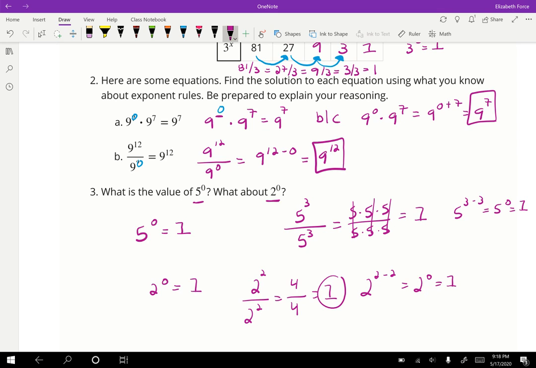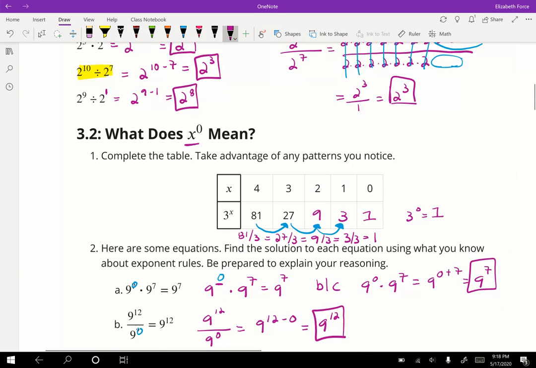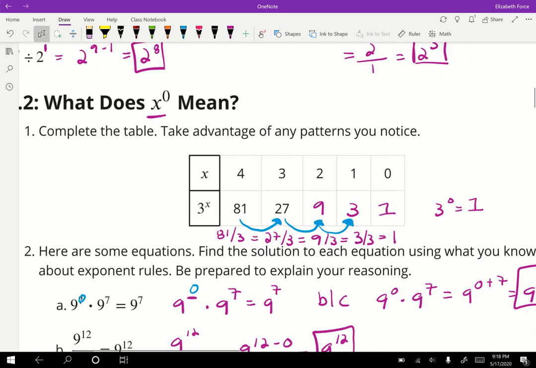So hopefully you're picking up that any number raised to the 0 power is really going to give you a 1. And this table in number 1 really gives you a good reason behind the pattern and why it results in a 1.